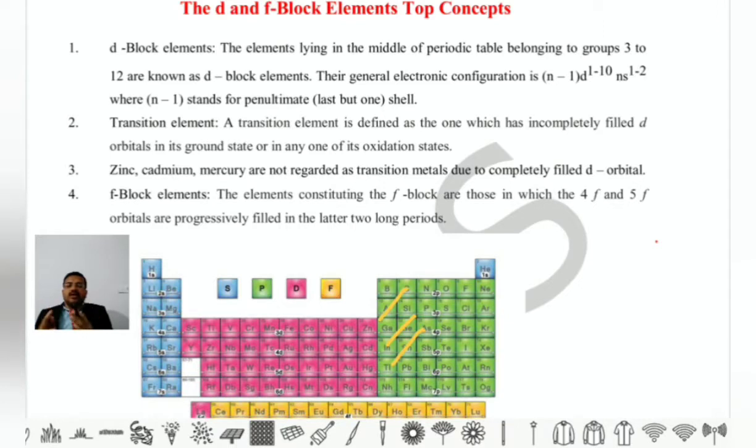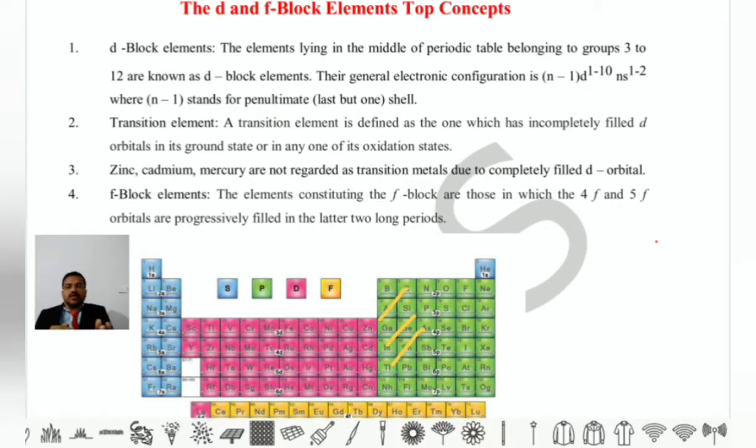So if d is completely filled, it is d10 and it is not part of the d block element. In order for an element to become a d block element, the configuration should be d1 to d9. Only if the electronic distribution is between d1 and d9, that particular element can be considered as a d block element.